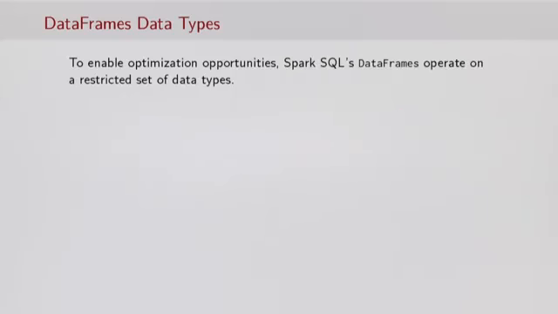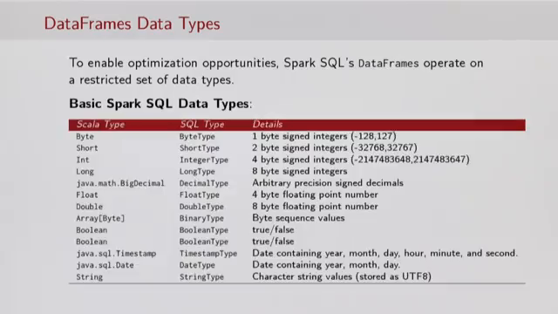As I've mentioned a few times now, Spark SQL's DataFrames operate on a restricted set of data types. This is in order to enable optimization opportunities, so we always know exactly what the data looks like. So here's a list of the basic data types in Spark SQL. In this column we have the Scala type, so all of the types that we're used to already seeing in this course, and these are the types that SQL sees, and this is a description of each of the types. These are all pretty standard Scala types, or pretty standard primitive types.